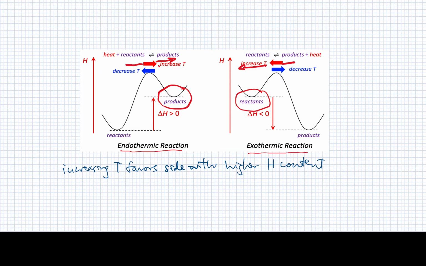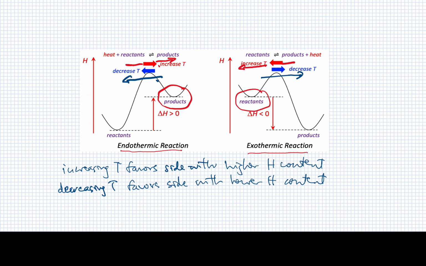I think you can imagine what will happen if we decrease the temperature, and it's actually drawn here in blue. When I decrease the temperature, it's the opposite effect in both of these cases. Decreasing the temperature for the endothermic reaction will favor formation of more reactants. Decreasing the temperature for the exothermic reaction will favor the formation of more products. So we can say that, in contrast, decreasing temperature favors the side with lower enthalpy content.